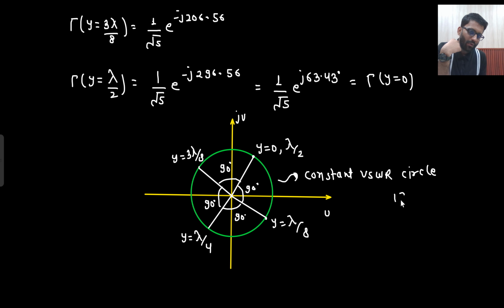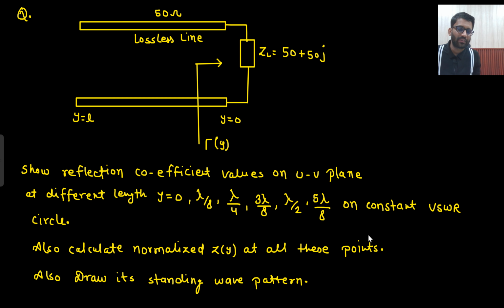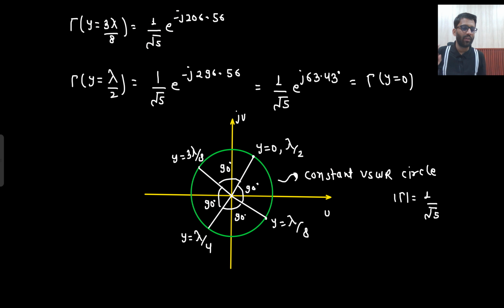Circle where mode of gamma is equal to 1 by under root 5. Now what is the conclusion you can make from here? You started at y equals 0 here, and then as you move towards the generator, that means your y was getting increased. y equals 0, y equals lambda by 8, y equals lambda by 4, y equals 3 lambda by 8, y equals lambda by 2. That means you are moving towards the generator. If you are moving towards the generator, that means on a constant VSWR circle, you are moving clockwise. Is that clear to you?